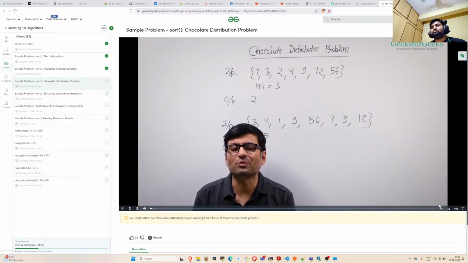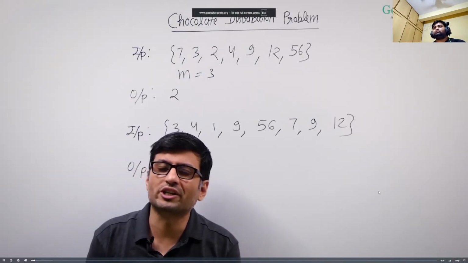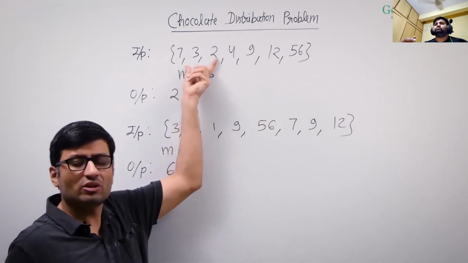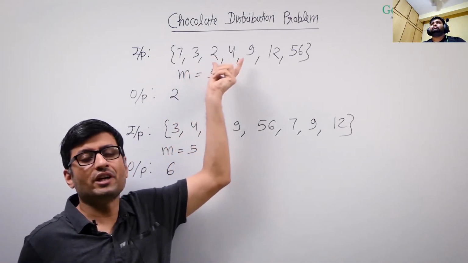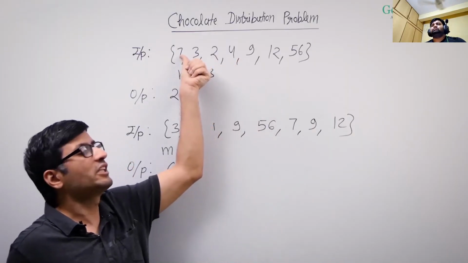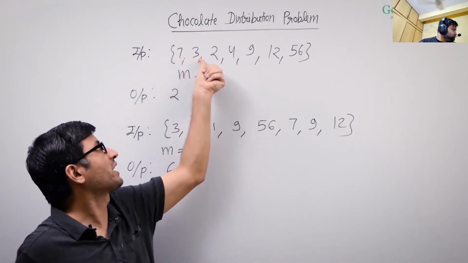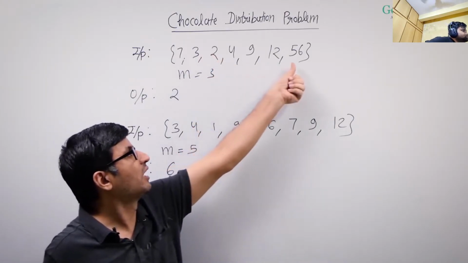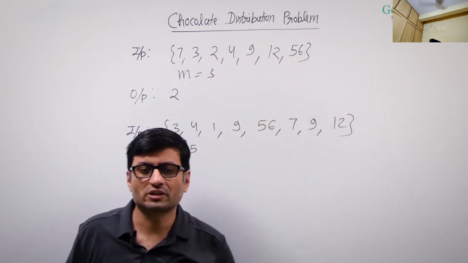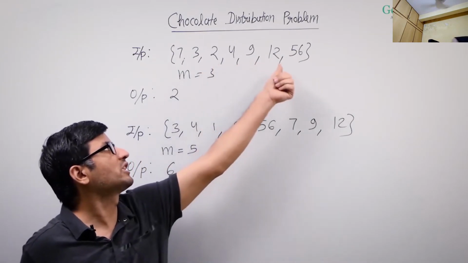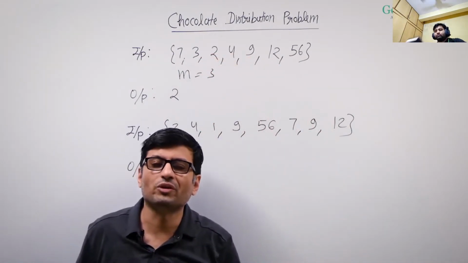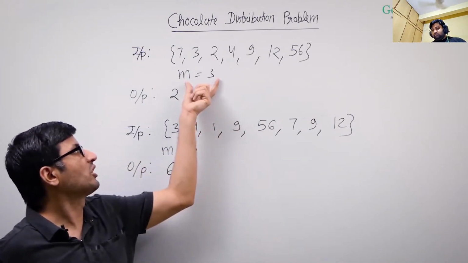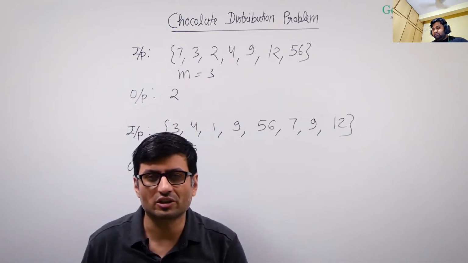Hi, in this video we are going to talk about the chocolate distribution problem. We are given packets of different sizes where the first packet contains 7 chocolates, the second packet contains 3 chocolates, the third packet contains 2 chocolates, and the last packet contains 56 chocolates. So these are the number of chocolates in individual packets, and we have an array of packets. And there are m children. So in this example, we have 3 children.